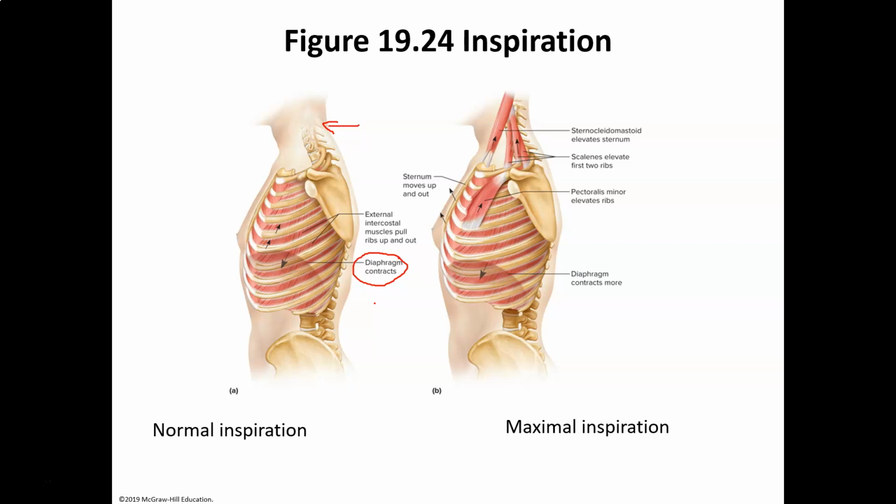So C3, 4, 5, those nerve roots, parts of those create the phrenic nerve. The phrenic nerve innervates the diaphragm. The diaphragm is the primary muscle of inspiration. That's how it works. So if you have a C5 or C6 spinal cord injury, they're going to be able to breathe on their own.